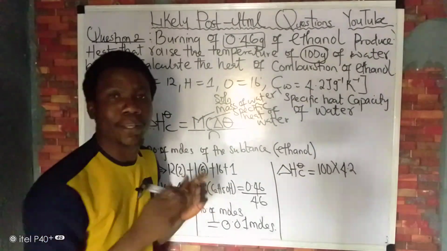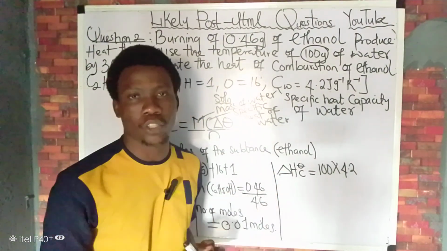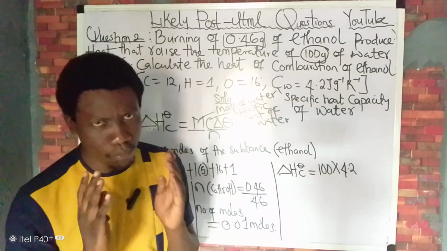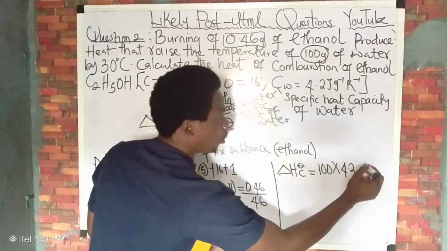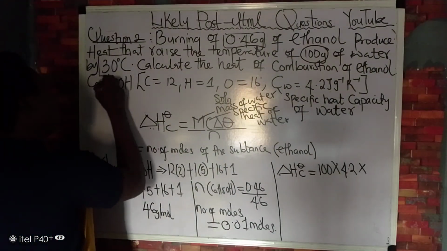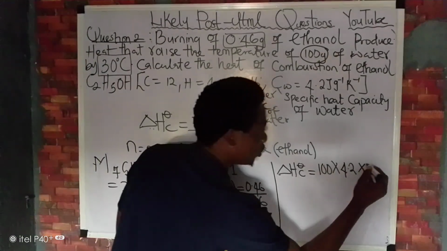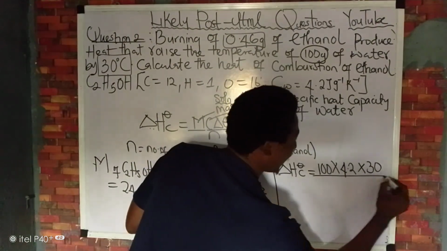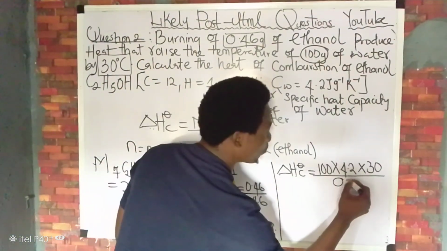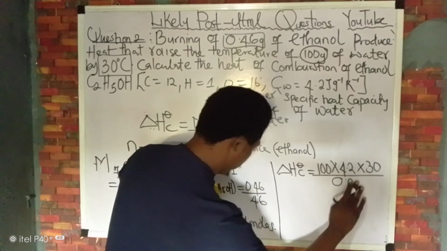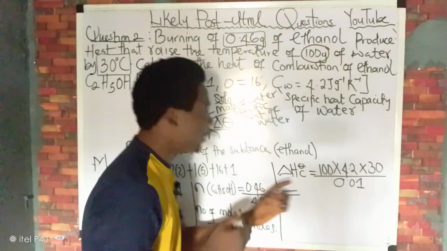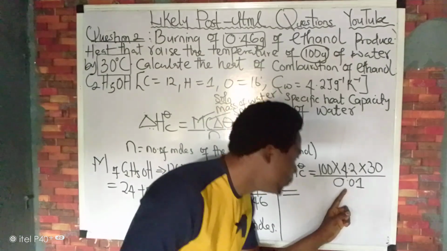Don't forget, the specific heat capacity of water is 4,200, but whenever the mass is given to you in grams, it becomes 4.2. It must be noted. Then multiply by your change in temperature. You see the temperature rises by what? 30 degrees Celsius. So you have 30 over the number of moles. What's the number of moles? 0.01 moles. So what will that give us? Let's multiply this by this by this, divide by this.